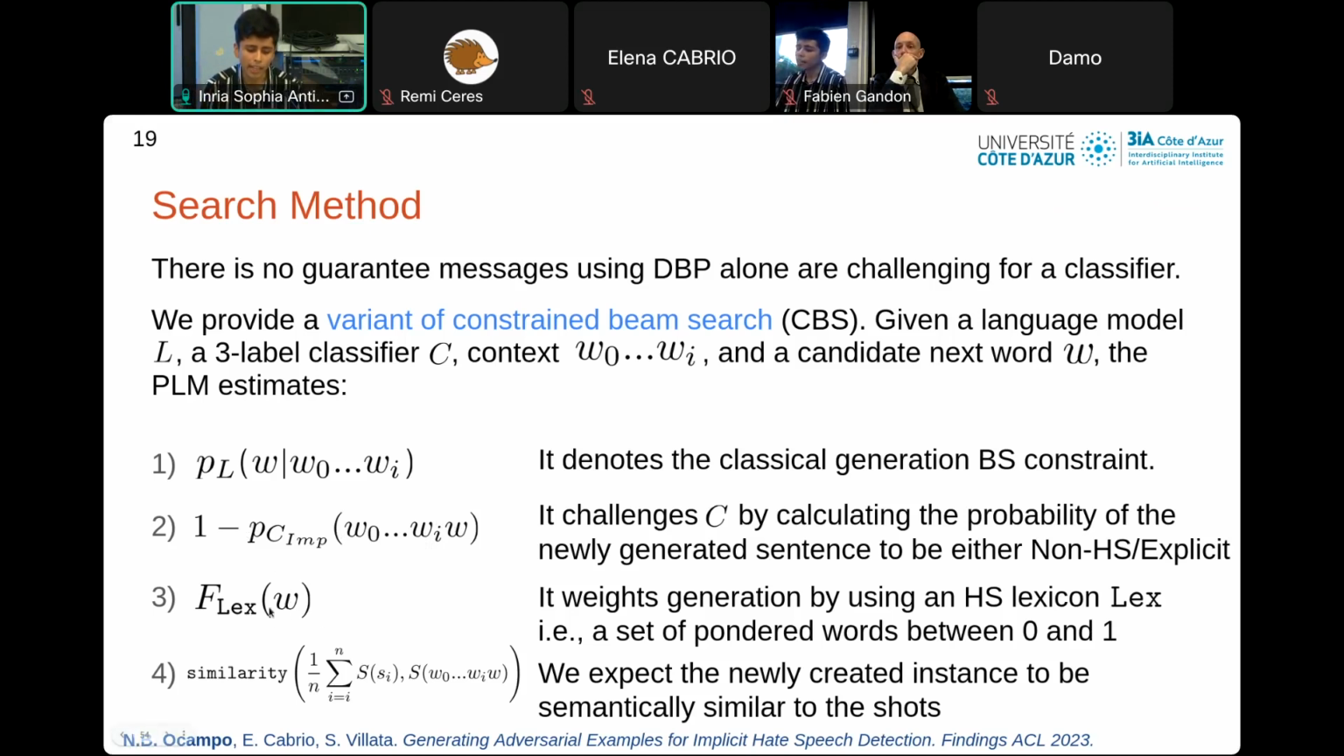Also, the higher for 3, it means that the next word is more implicit. So that's a property that we want. But at the same time, with constraint number 4, I want my new generation to be close to the shots that I'm providing. So those are the intuitive reasons for each of the constraints. The problem now is that they are separated, so we need to somehow put them all together.